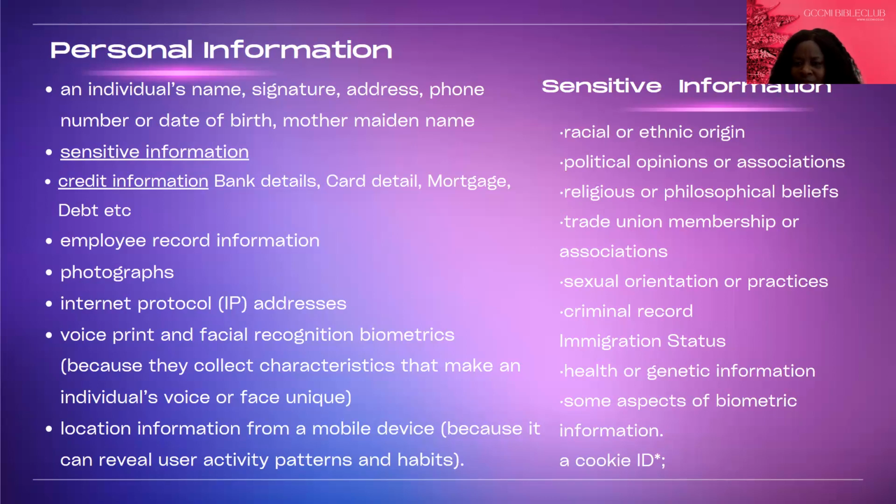Trade union membership, association, where you belong, your club, all those things should be personal to you. Sexual orientation and practice: some people are lesbian, some people are gay. There are some countries where being lesbian is not allowed. So if you go there and say I'm a lesbian, they kill you. So all these things are private and sensitive. That's why we're telling you that these are personal information.